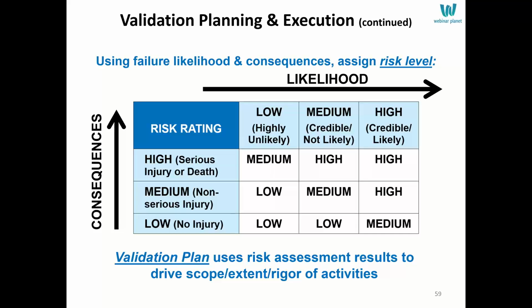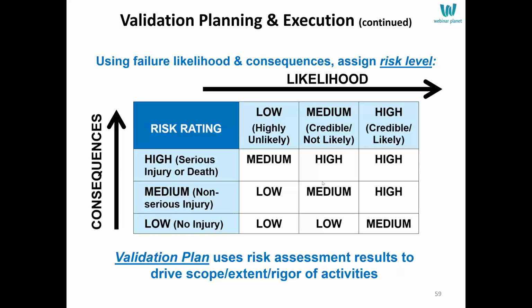The validation plan uses this and takes the results to drive the scope, the extent, the rigor of the activities. With this risk rating matrix, you can see likelihood on the x-axis, consequences on the y-axis. And we see that as likelihood increases, we have to define what is meant by low, medium, and high likelihood. You have to define these either directly in the table, or they have to have a table associated with it to reference that would give you what these values are, the criteria for selecting each value. The same for consequences. What is high, medium, and low? What do they look like?